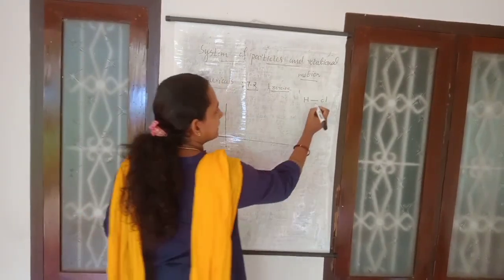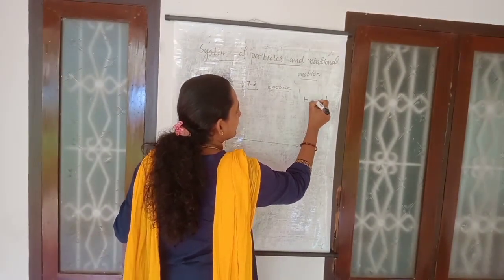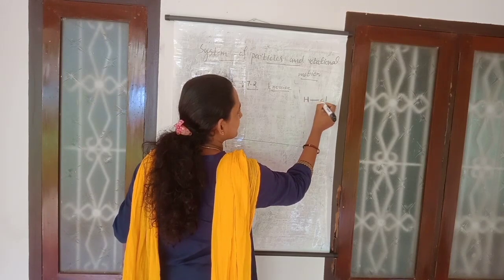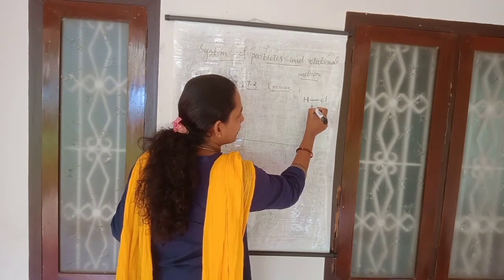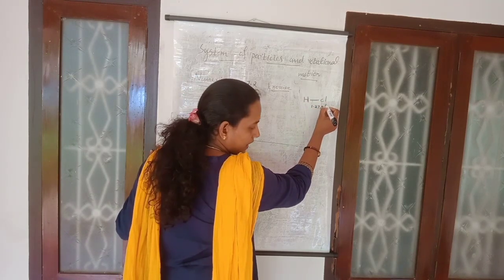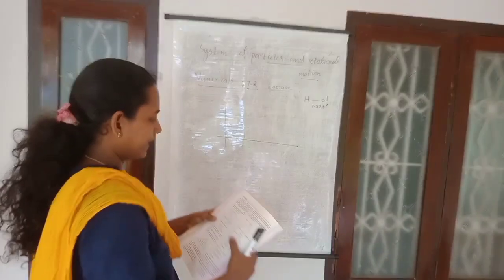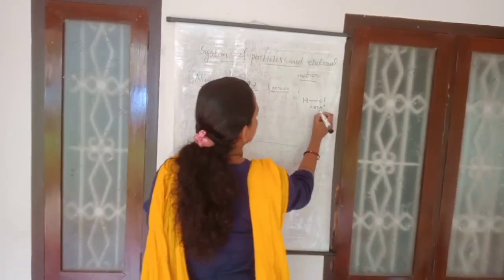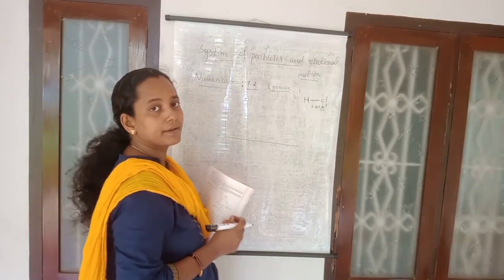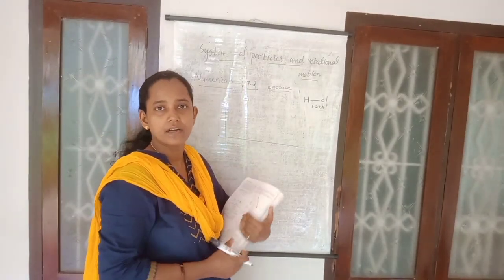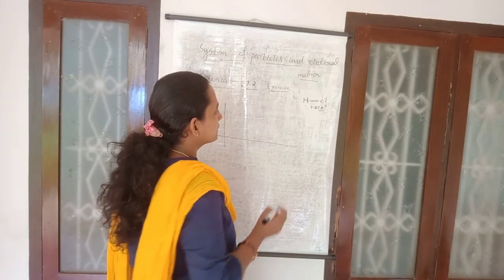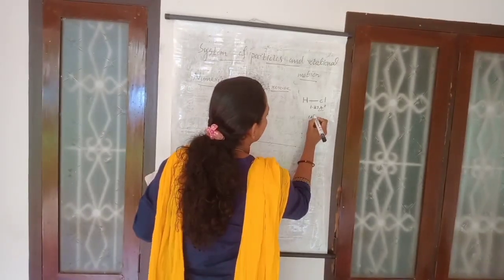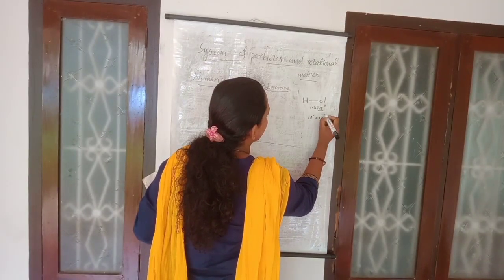Okay, and the distance of separation between these two atoms, the hydrogen and the chlorine, is given as 1.27 angstrom. And what is meant by this angstrom? Angstrom is a unit used to represent distance. So 1 angstrom is equal to 10 raised to minus 10 meter.